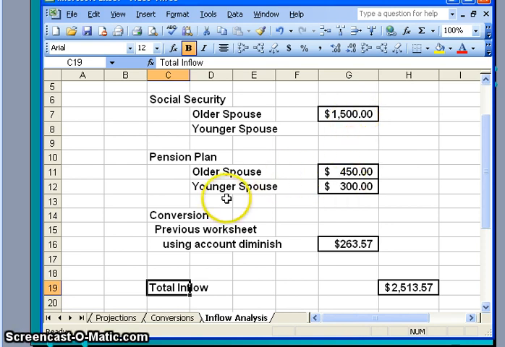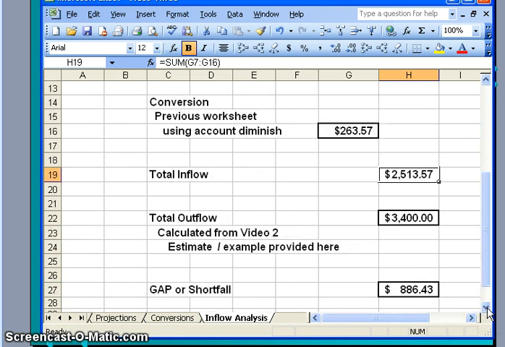We have some older pension plans that are going to be collected, and then this is what I call the conversion process. In other words, you've got this lump sum that you grew your savings to. Now, what could we draw out on a monthly basis? Again, the assumption was 15 years. So now we have a total inflow of $2,500. So the problem is that if we have a total outflow of $3,400, you see that our gap or our shortfall is we're short $886.